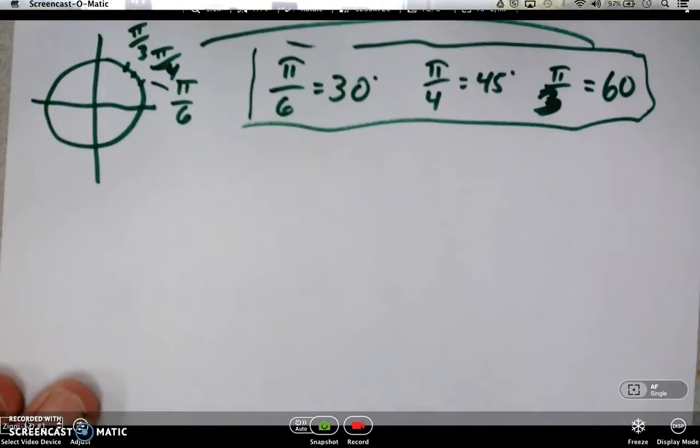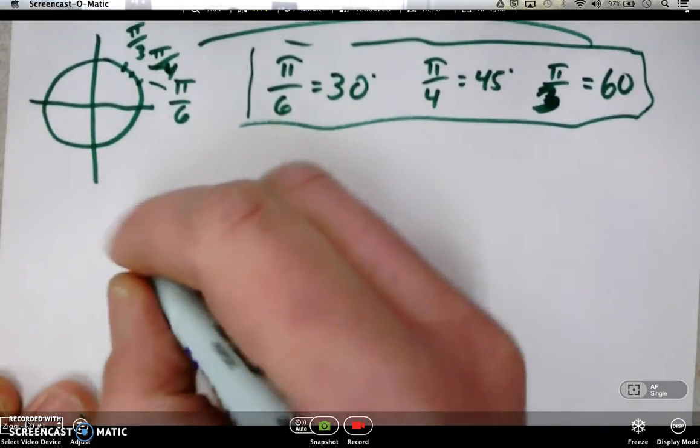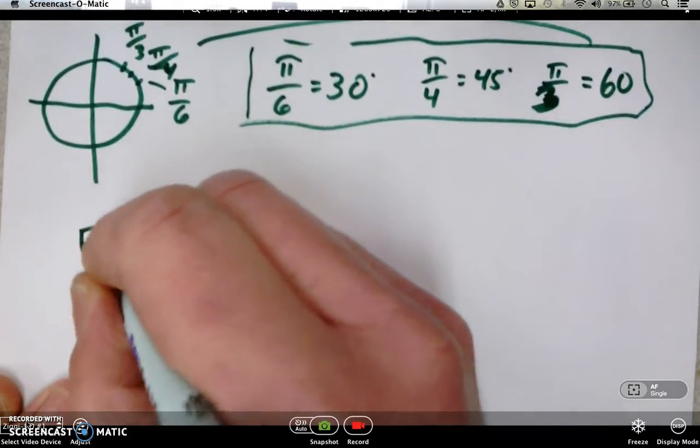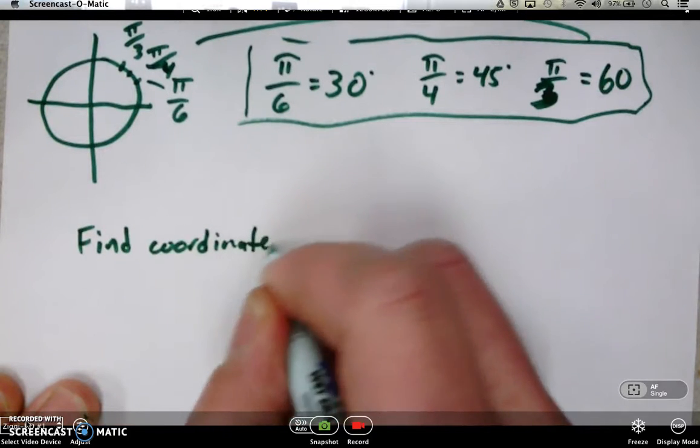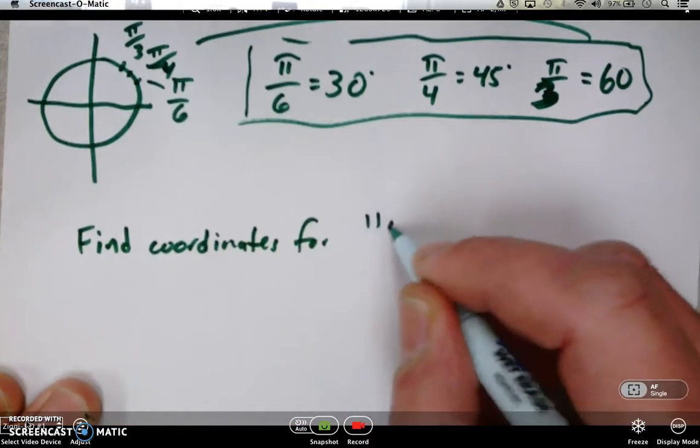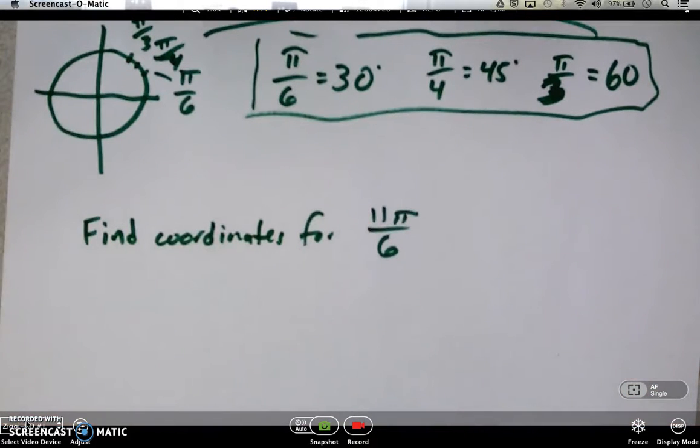Okay, so let's just choose some totally random one. Let's say find the location, or find the coordinates, for 11 pi over 6. If you have the unit circle, sure, you can have that next to you and look it up. We'll check it afterwards, but before we do that, let's see how this new method works.